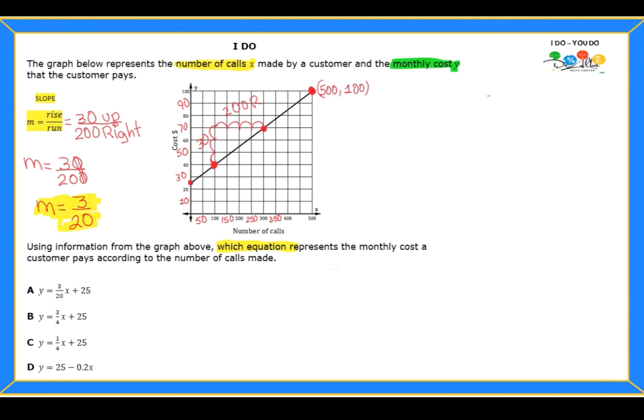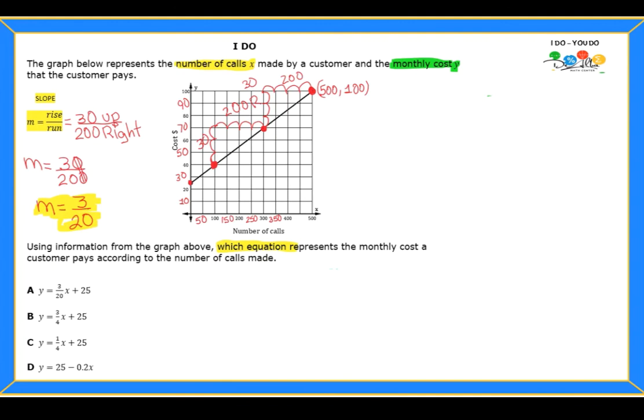Okay, so if you want to check that that works, then we can go to the point and see if I can reach the coordinates of 500 and 100. So I'm going to go up. This is 10, 20, and 30. Yeah, it's still 30 up. And to the right, it's 50, 100, 150, and 200. So yes, my slope is correct. 30 over 200 simplifies to 3 over 20. Okay, so we're good on that.